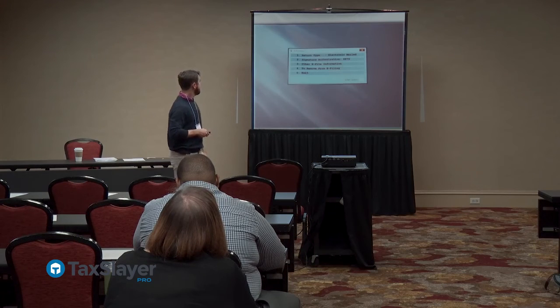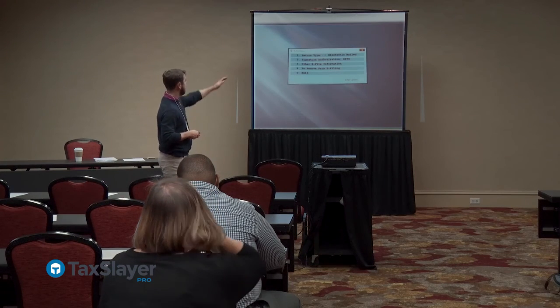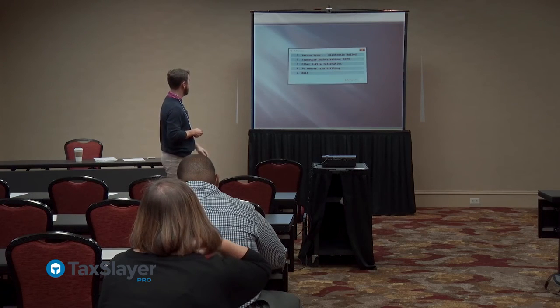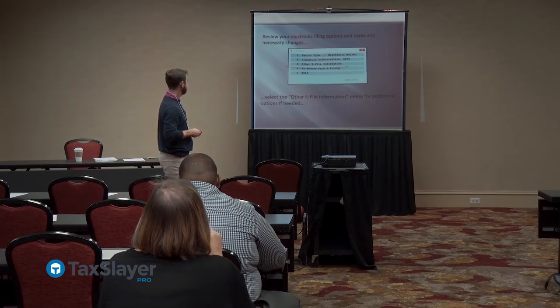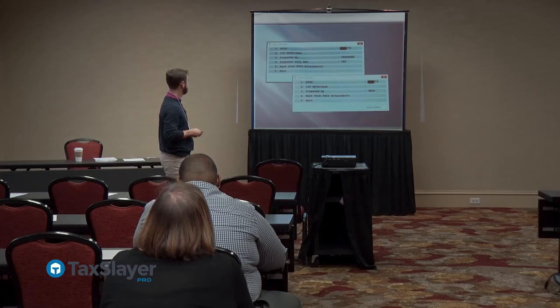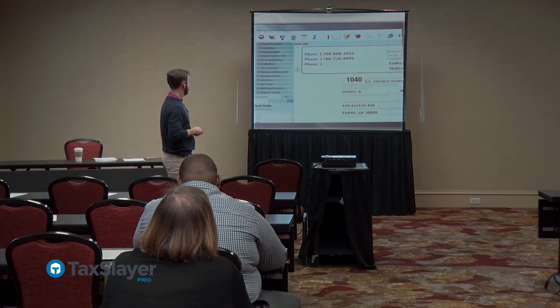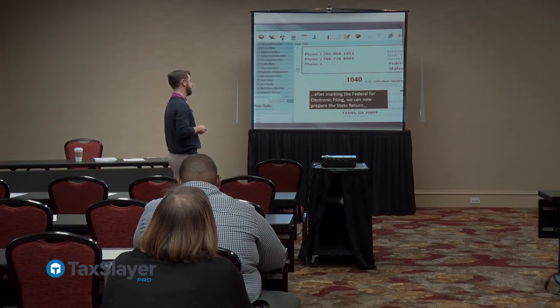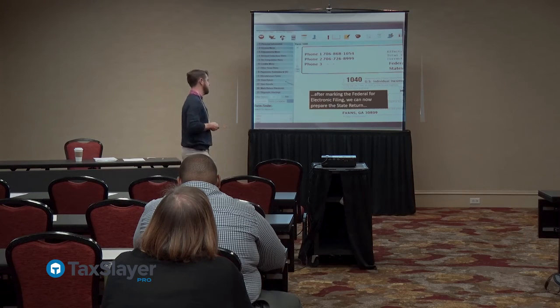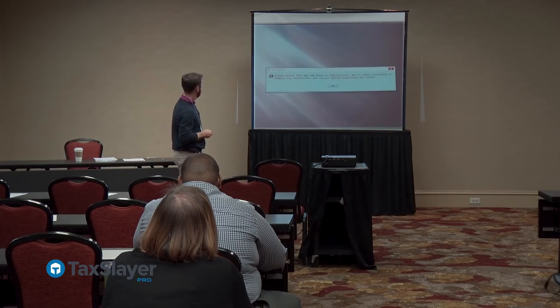Okay. E-file menu, return type is marked. There's the signature authorization for the 8879. Other e-file options. Okay, there's your EFIN listed there, prepare. After marking the federal for electronic, we can now prepare the state return. So you go to option 10.